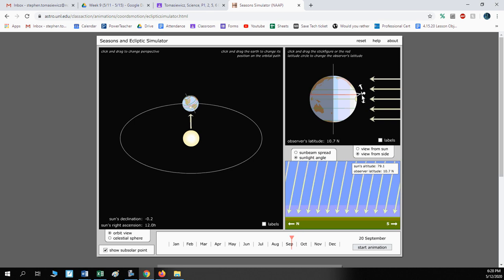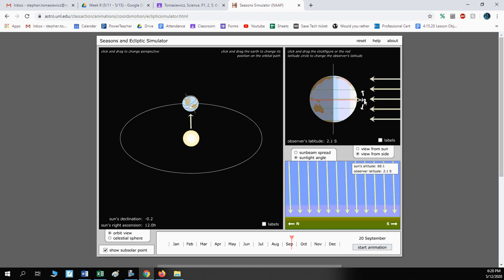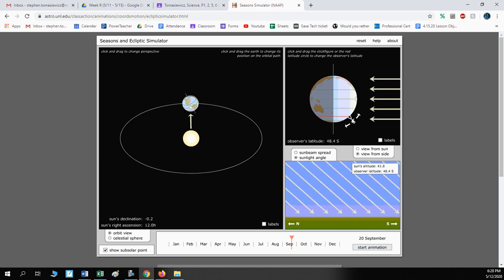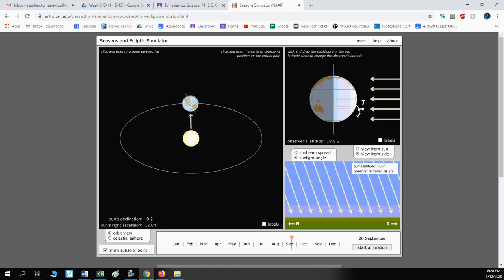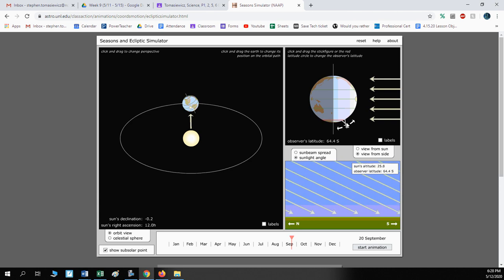Number 3, which direction do the sun's rays come from to a person in the southern hemisphere? So now I'm going to go south of the equator, and something happens here. What do you notice about where the sun appears in the sky? If I was in the southern hemisphere, in order to look at the sun, I would have to look this way.